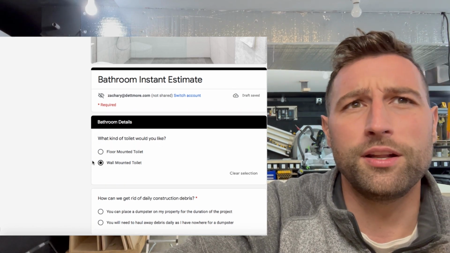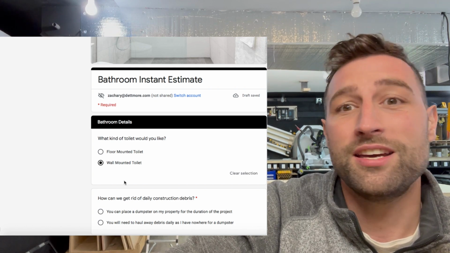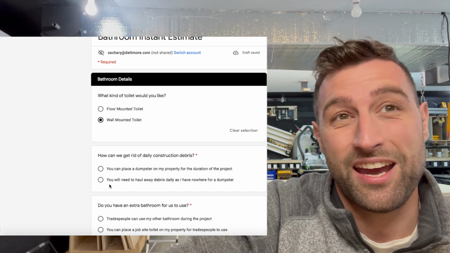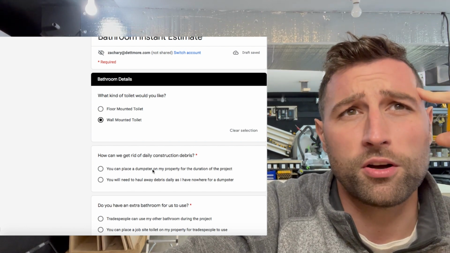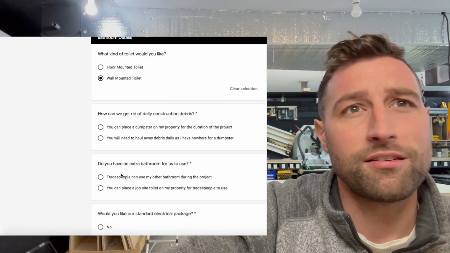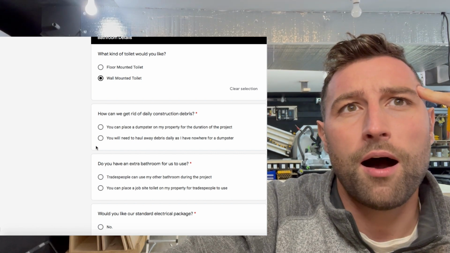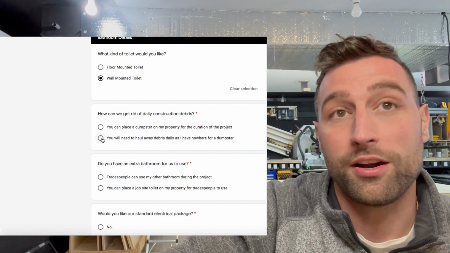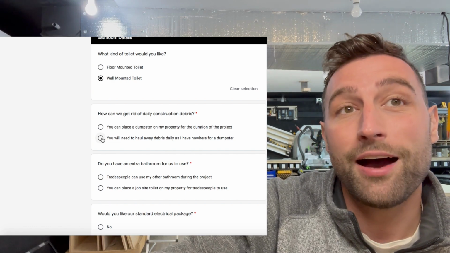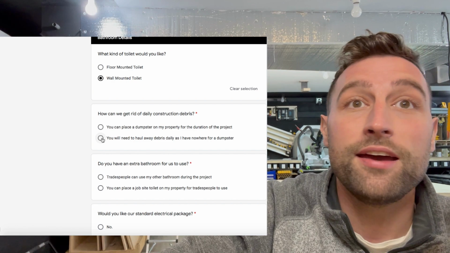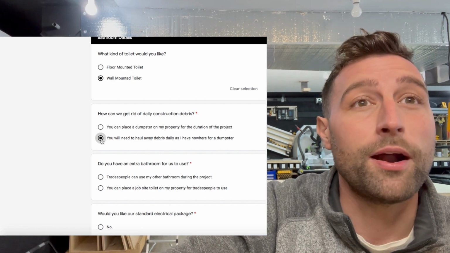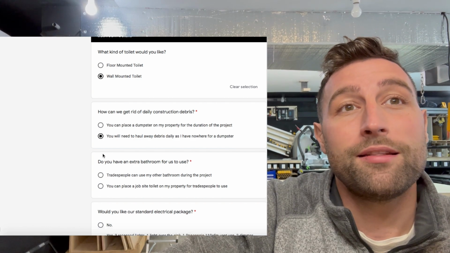So what kind of toilet would you like? Wall mounted is going to be more expensive because we have to charge for framing and the carrier, etc. They're a little more difficult. Not all plumbers are familiar. So that's a good question to ask. How can we get rid of construction debris? So basically, can we leave a dumpster? If I can leave a dumpster on your property, I will charge you less than if I have to haul away that dirt and stuff every day, right? So that's why that question's there.